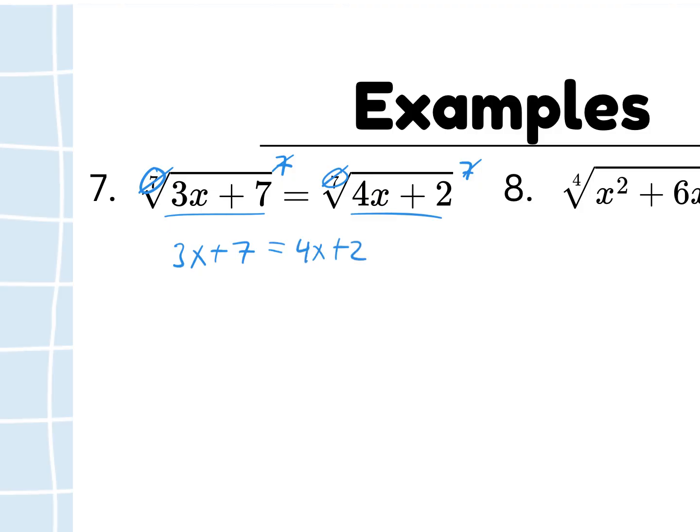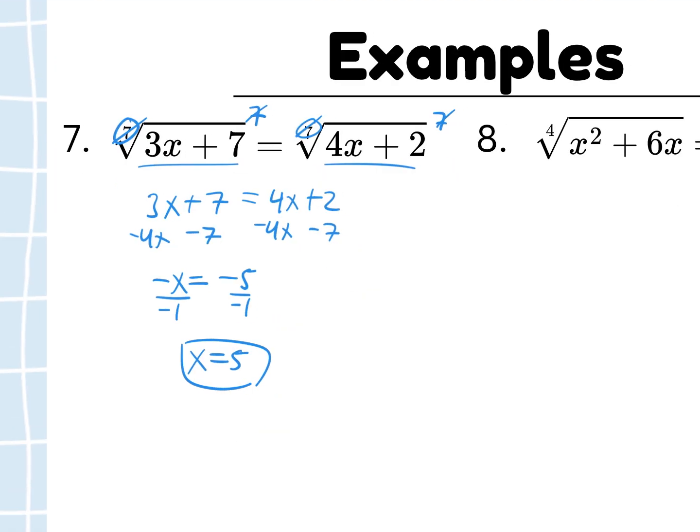And then we solve this as normal, right? So subtract 4x and subtract 7. And then we end up with negative x equals negative 5. We can divide by negative 1 and I get x equals 5. All right, very simple. And then you can plug this in and make sure it works.